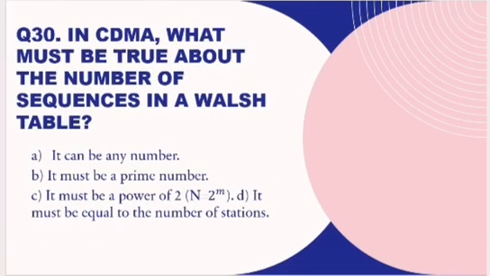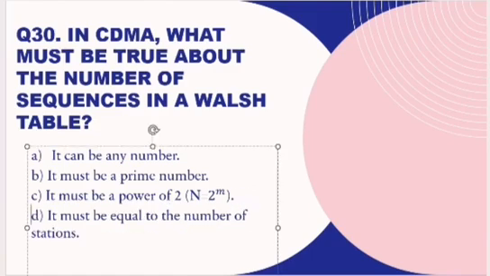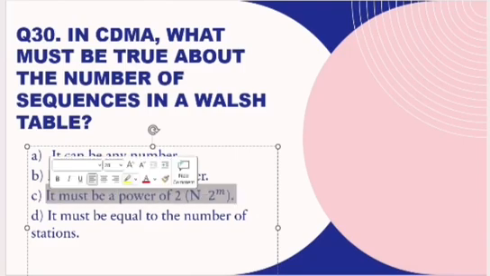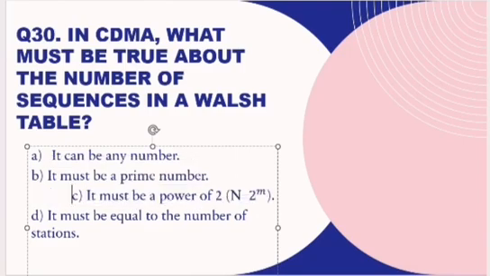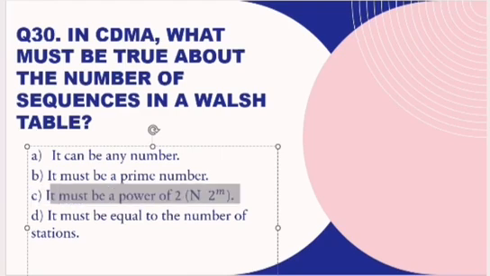So question number 30 is: in CDMA, what must be true about the number of sequences in a Walsh table? Options are: option A, it can be any number. Option B, it must be a prime number. Option C, it must be a power of 2 and is equal to 2 raised to the power n. Option D, it must be equal to the number of stations. So the correct answer for this question is option C, it must be a power of 2, which is N equal to 2 raised to the power m.